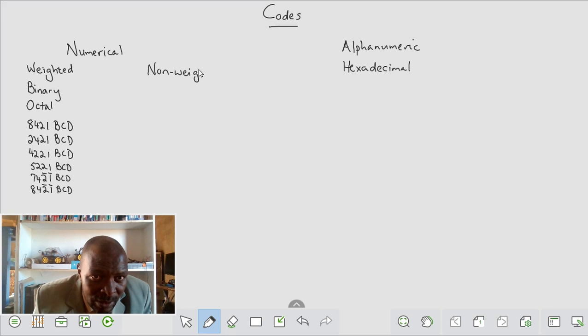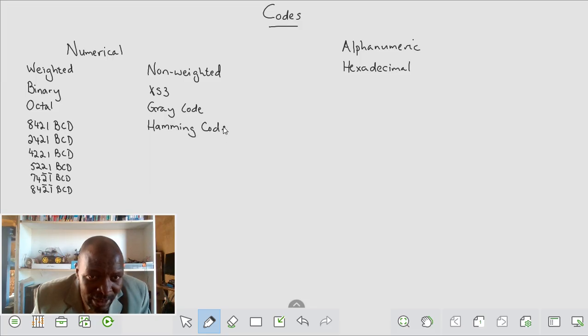And under these, we will have stuff like XS3, excess 3. We've got stuff like the gray code. We've got stuff like the Hamming code. That is a code. If I didn't mention anything, it's probably because there are so many codes, all right.